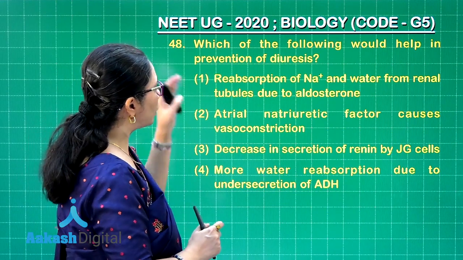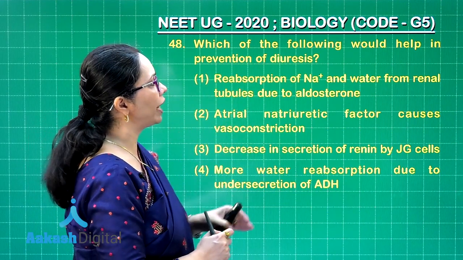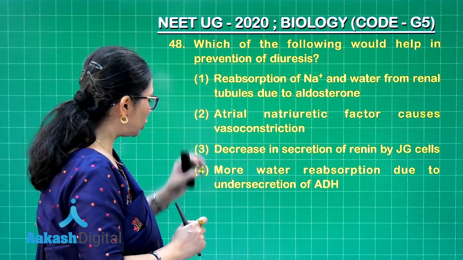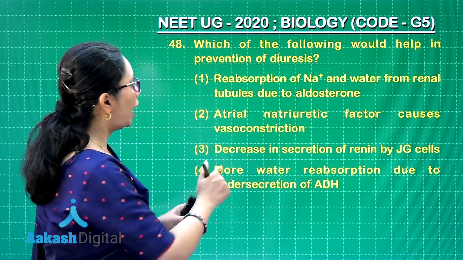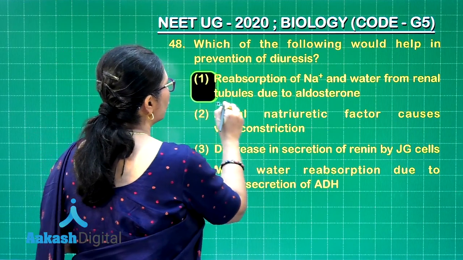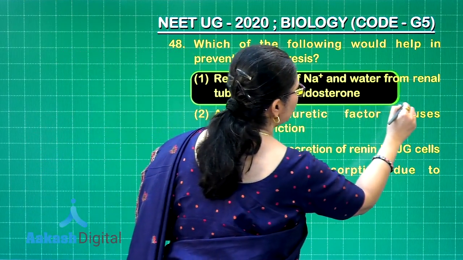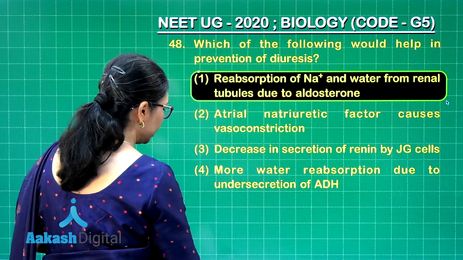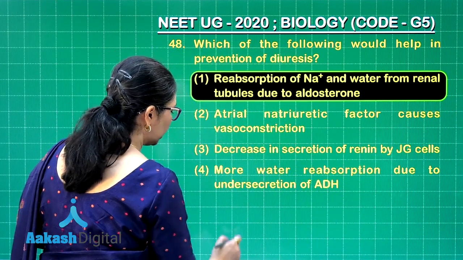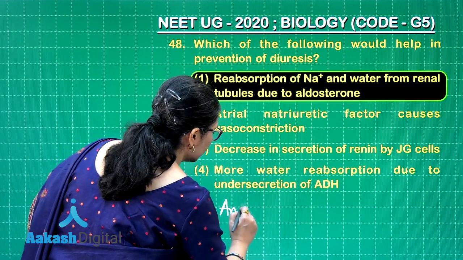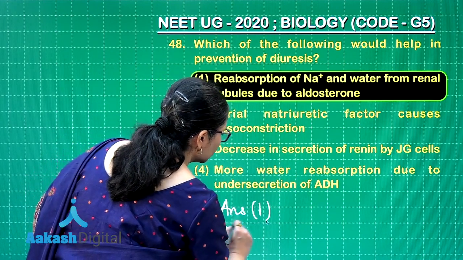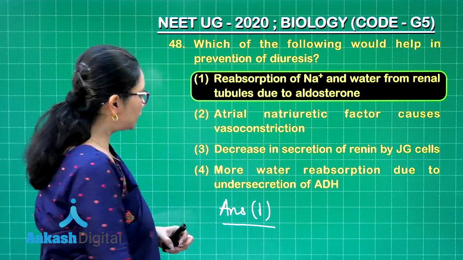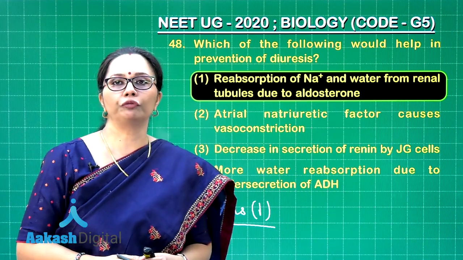The first one that we see, reabsorption of Na and water from renal tubules due to aldosterone. Now this is the one which is correct, and because of this, salt and water will be retained in the body and will not be lost in the urine. So this is the absolutely correct choice, and with this we can mark our answer as the first option, right. So, with this we can now move on to further questions.